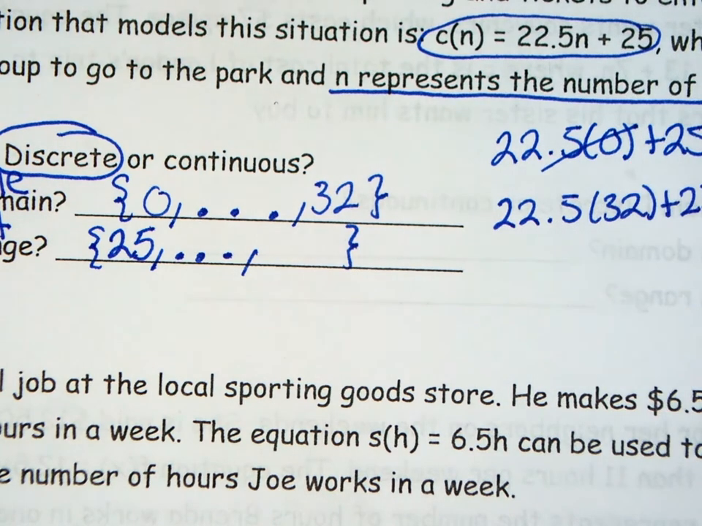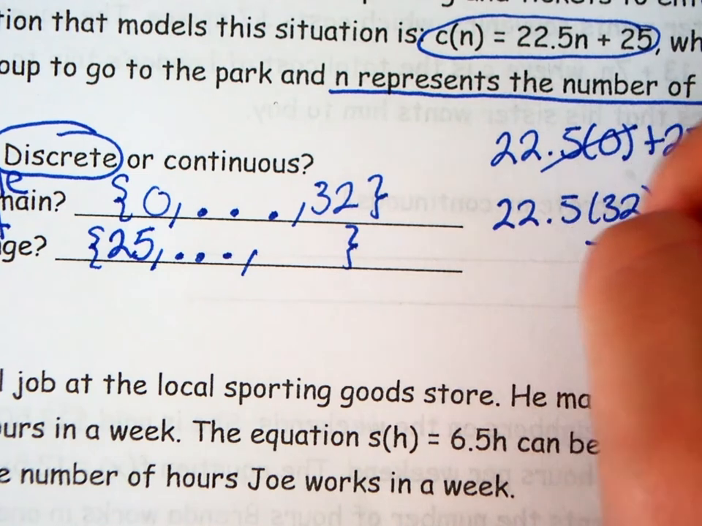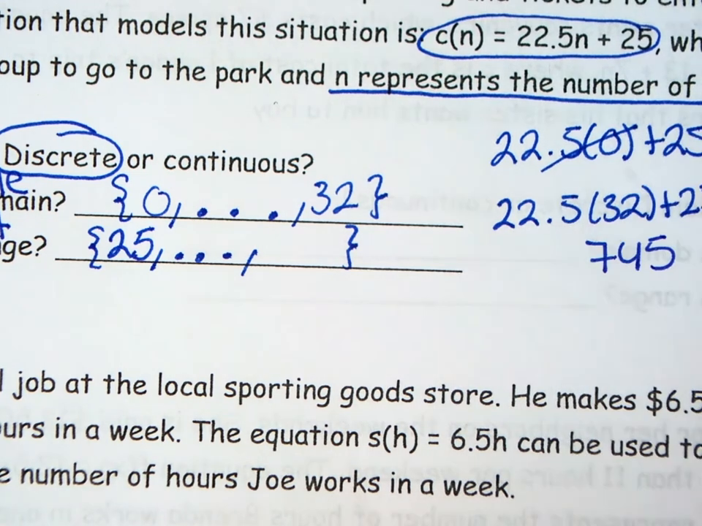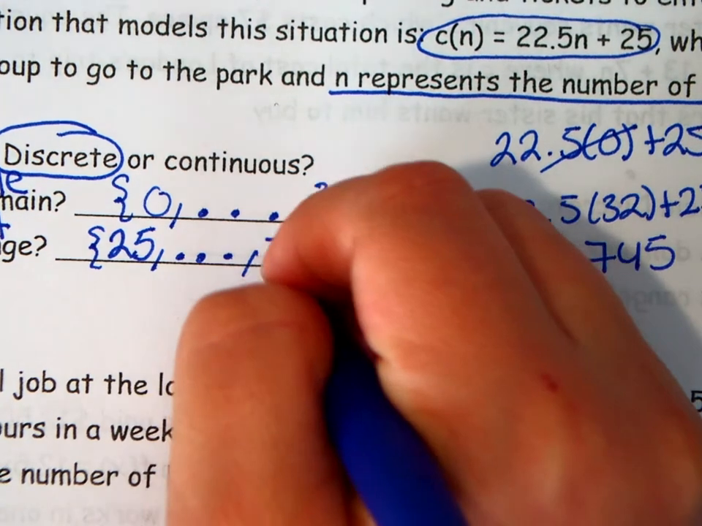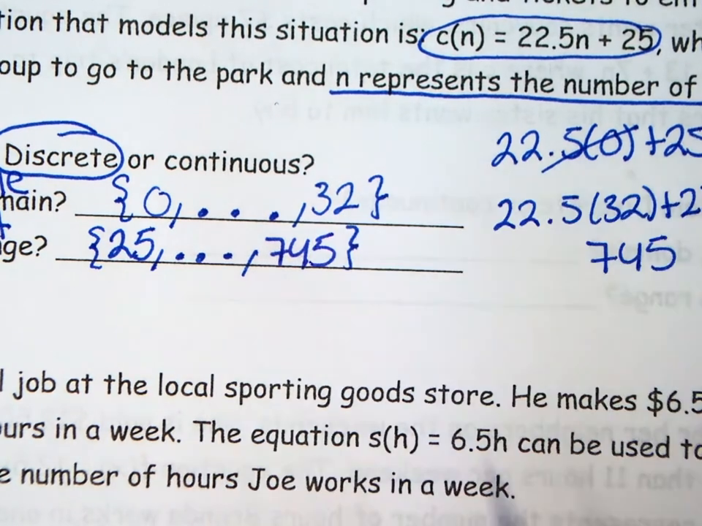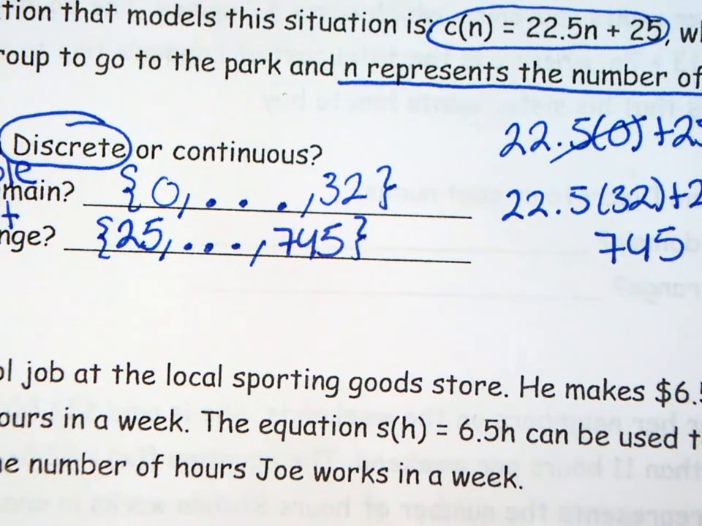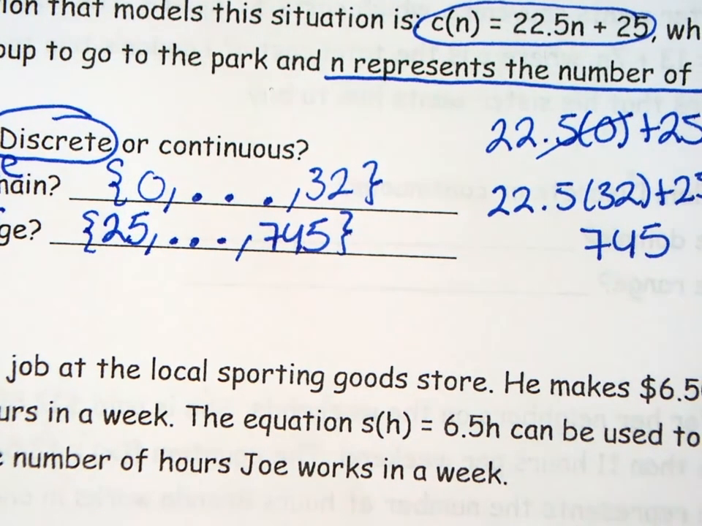So when I plug in 32, they do the math, I'm going to get 745. And that's the number that goes there. And we're done with that problem.